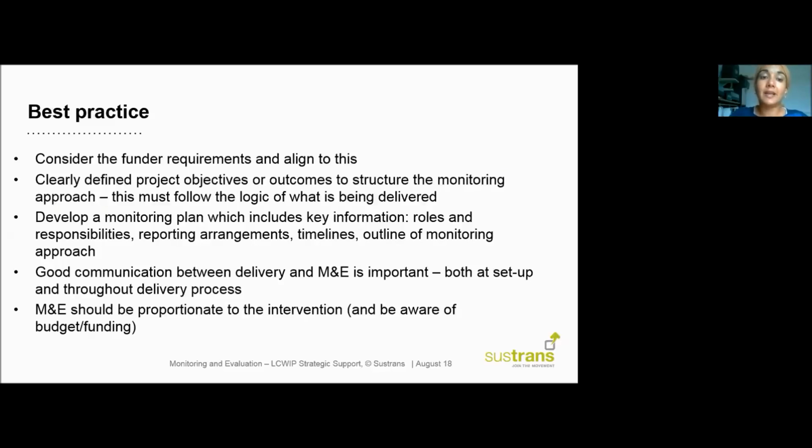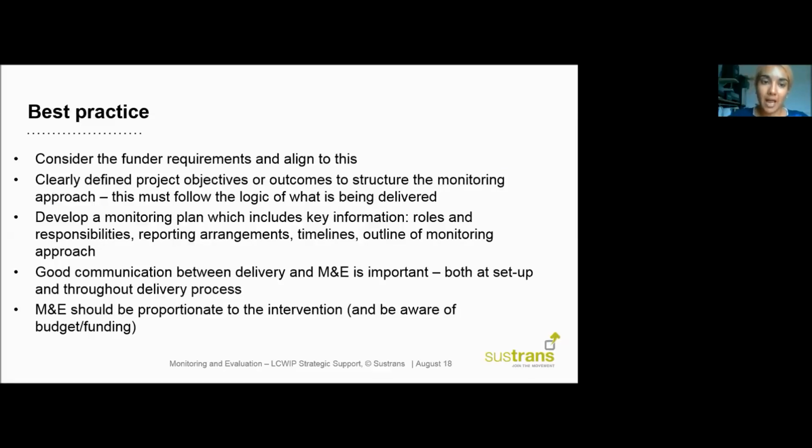What you need are clearly defined project objectives or outcomes. It needs to be very clearly established what the project is trying to achieve and therefore what the monitoring needs to demonstrate. The interaction of the monitoring approach with the project outcomes is really integral for having a logic to the monitoring approach and ensuring that you haven't collected data that isn't then useful for demonstrating the intended outcomes of the project.